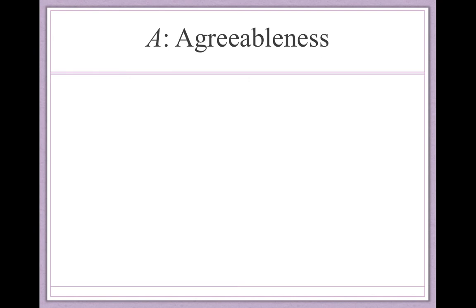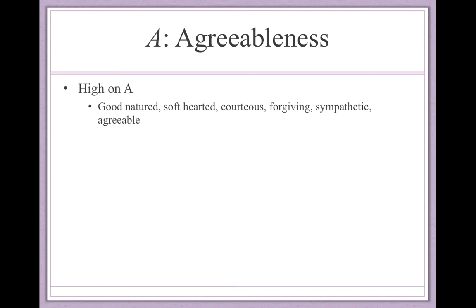The A is agreeableness. So if you're high on A, you're good-natured, you're soft-hearted, you're courteous, forgiving, sympathetic, agreeable. If you're low on A, you're a little irritable, ruthless, rude, vengeful, callous, and disagreeable. So if you're too high on A, you can be like a pushover. But if you're too low on A, you could be really, really hard to get along with, like really hard to be friends with.